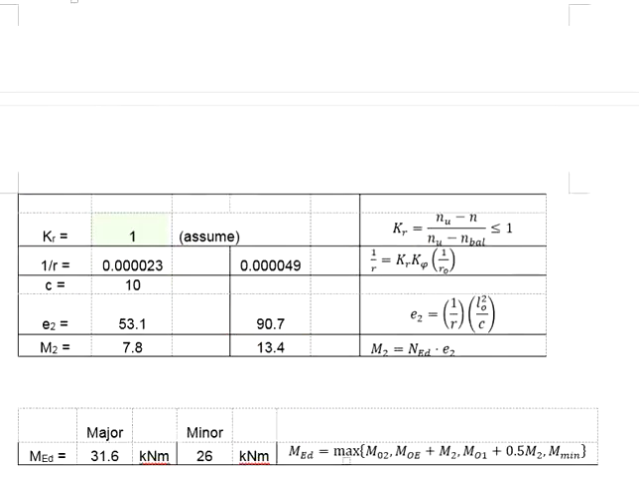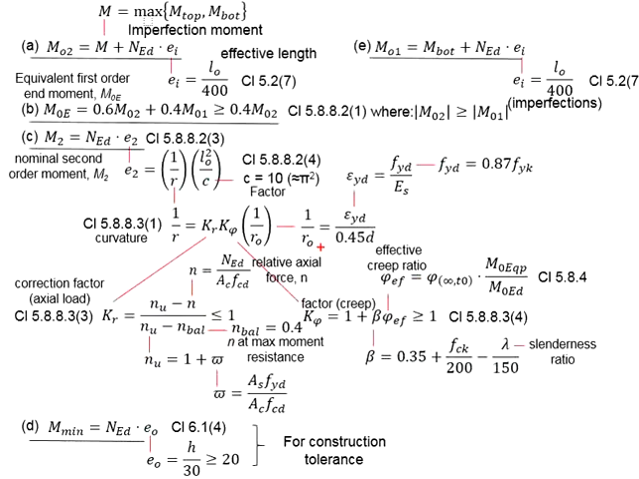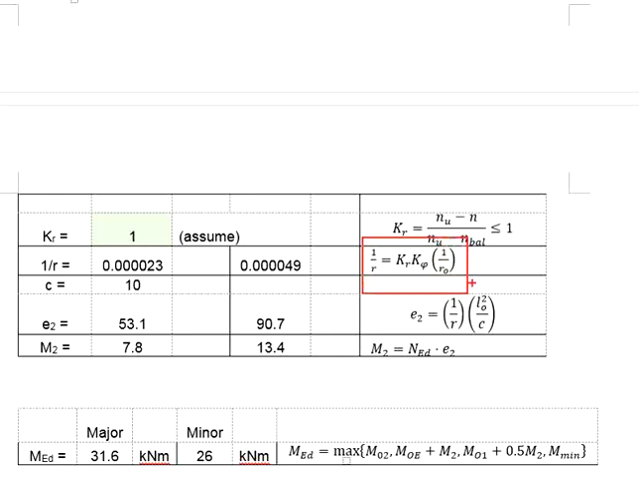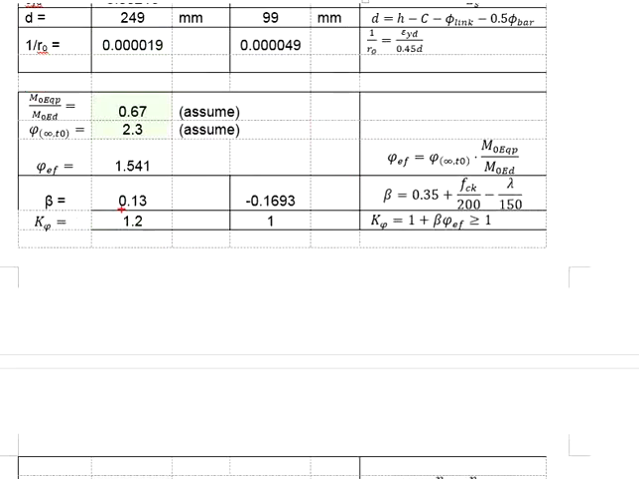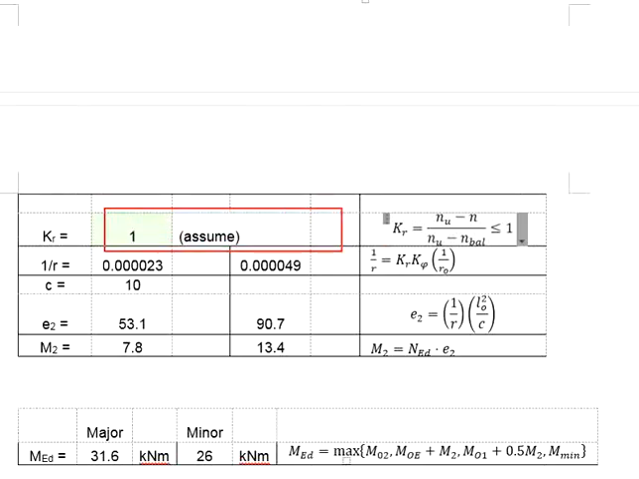As for the KR, at the moment we don't know the amount of reinforcement. We will simply assume KR equals 1.0. Now that we have 1/r0, the creep factor and the correction factor, our next step will be to calculate the curvature 1/r. Referring to the equation here, you have two ratios of 1/r0. You also have two ratios of the creep factor, and then for both you will use KR assumed, which is 1.0. This will give you two curvatures.